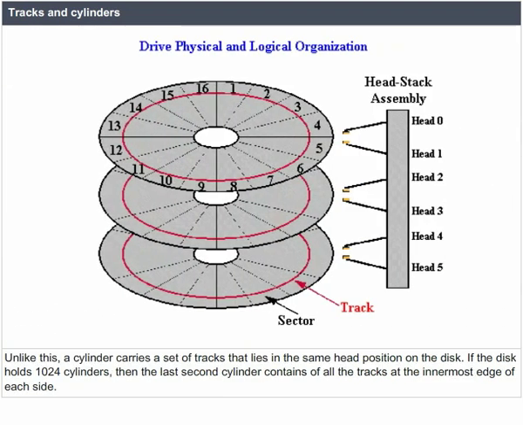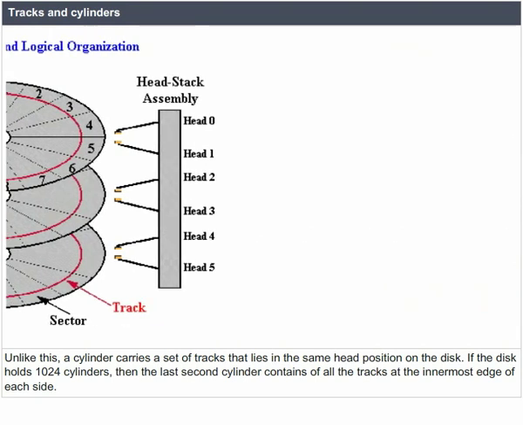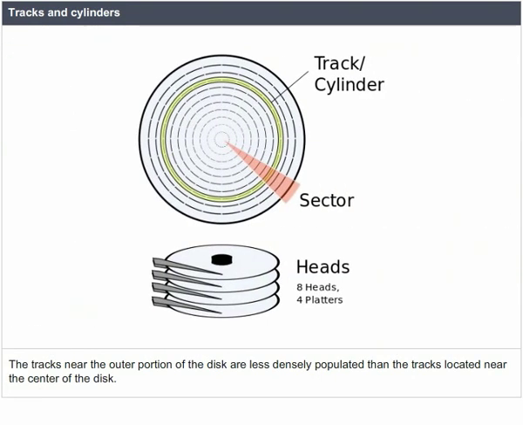Unlike this, a cylinder carries a set of tracks that lies in the same head position on the disk. If the disk holds 1024 cylinders, then the second last cylinder contains all the tracks at the innermost edge of each side. The tracks near the outer portion of the disk are less densely populated than the tracks located near the center of the disk.